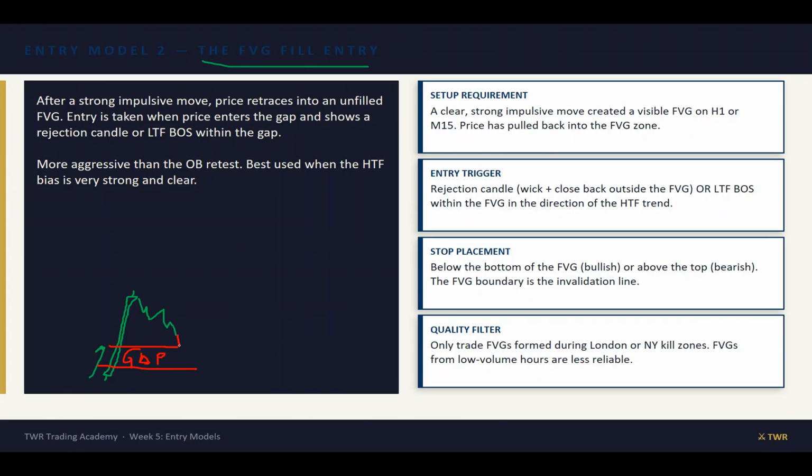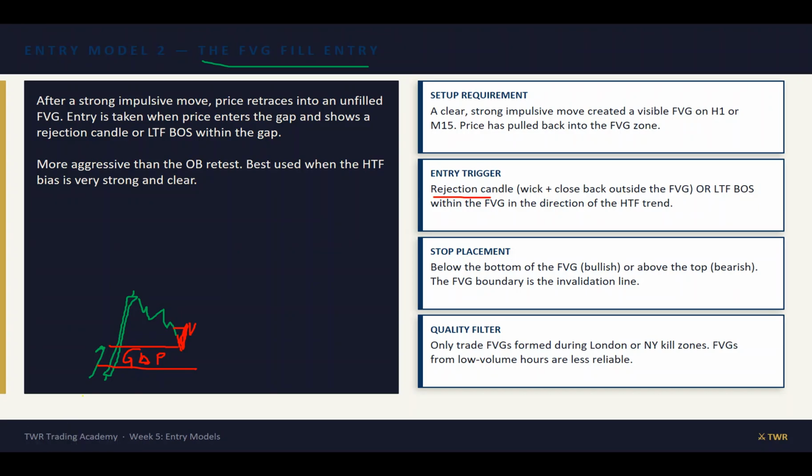Once price comes back and fills the gap, then you see a rejection candle. Basically, after filling the gap, a strong impulsive candle to the upside. The rejection candle is a quick wick that closes outside the fair value gap, or you see a lower time frame break of structure within the fair value gap in the direction of the high time frame bias. You wait after the rejection candle for a pullback. Then you enter.